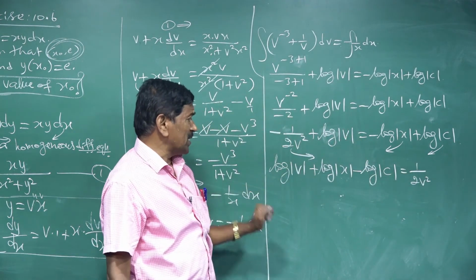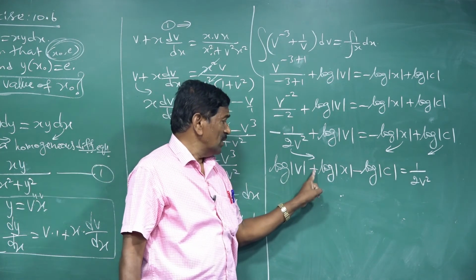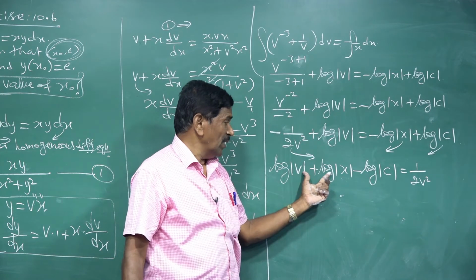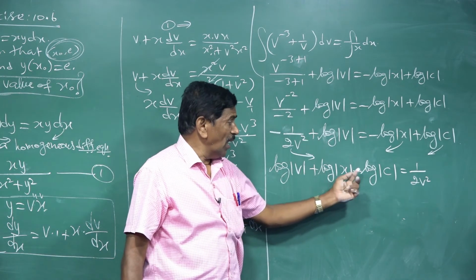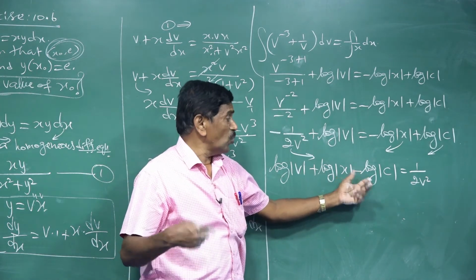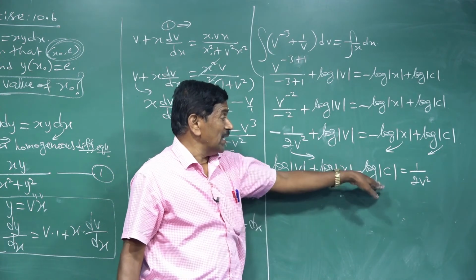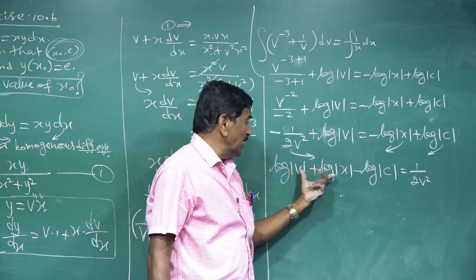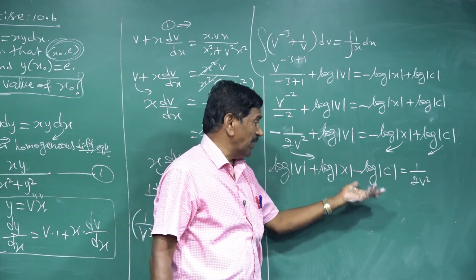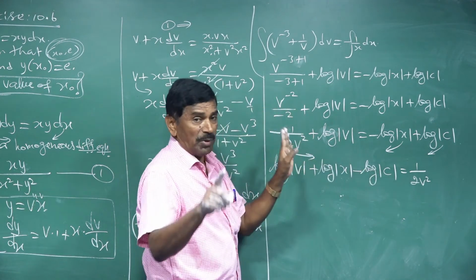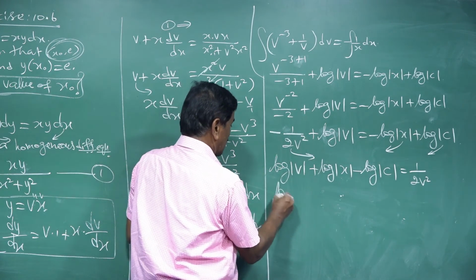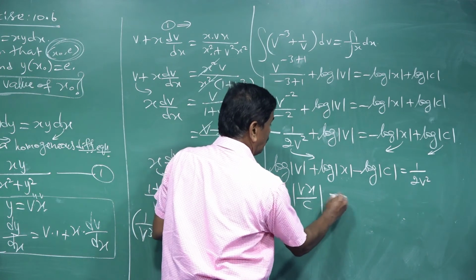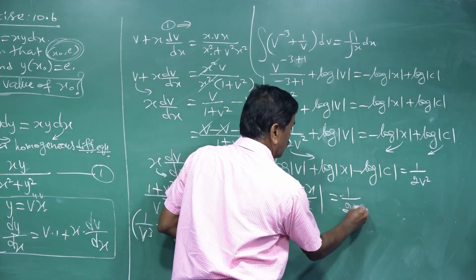Yes. Now the left hand side. Plus means a product rule. So log m plus log n equal to log m into n. That is log v into x. And the minus comes in the denominator. That is the quotient rule. Log m minus log n equal to log m by n. The technique is plus means multiply and minus means divide. That's all. So it is enough to write the logarithm one time. That is log modulus vx divided by c, which is equal to 1 by 2v square.